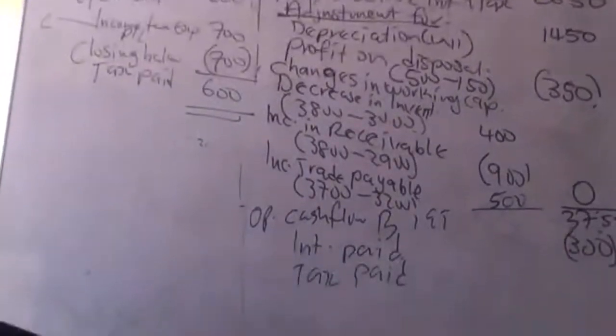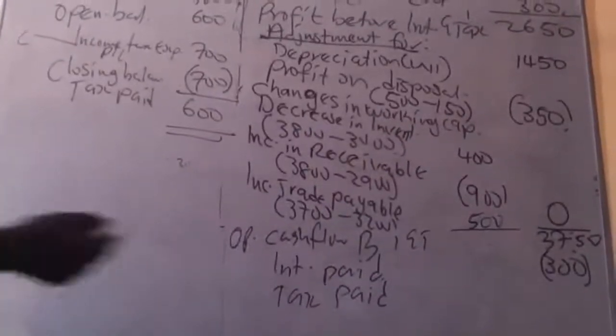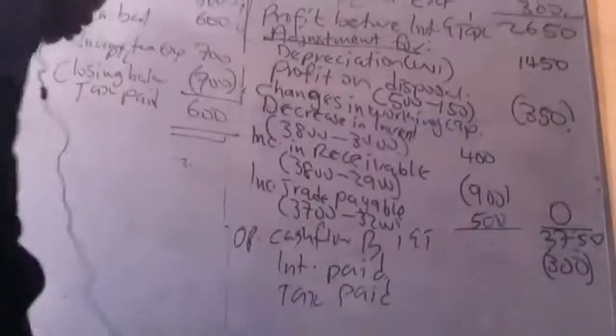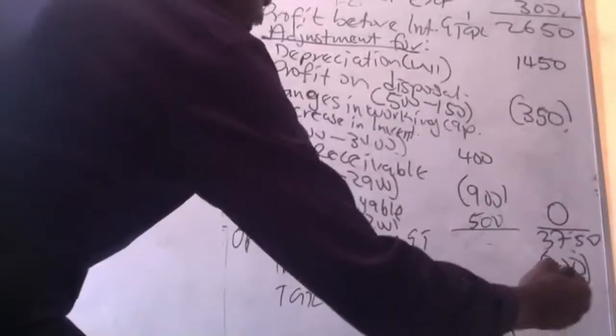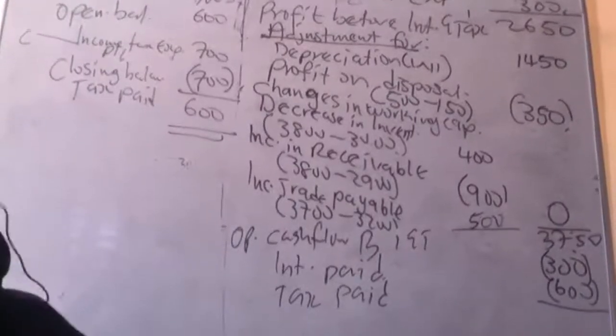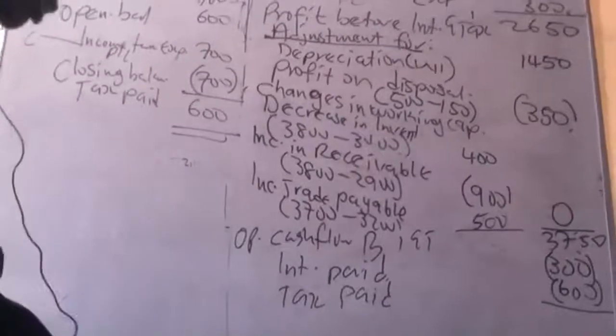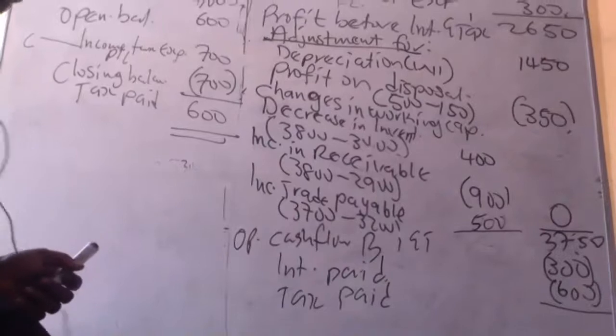Now let's go and key it in. Now that we know that it's 600, let's put it in our books. So tax paid will be what? Tax paid will be 600. Please get me the net cash flow from where? Operating activities. No shortcuts in exams. Net cash flow from operating activities.